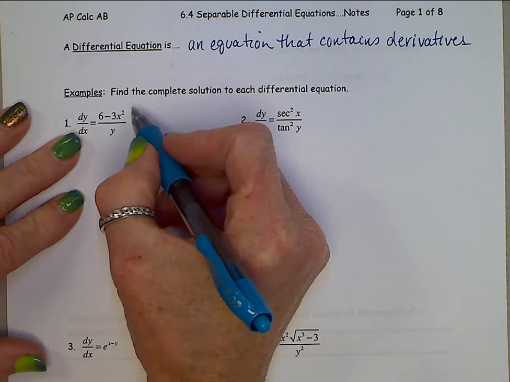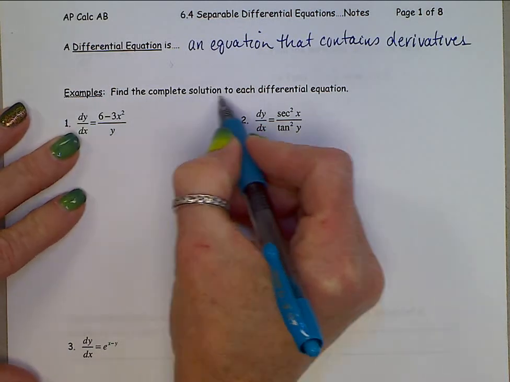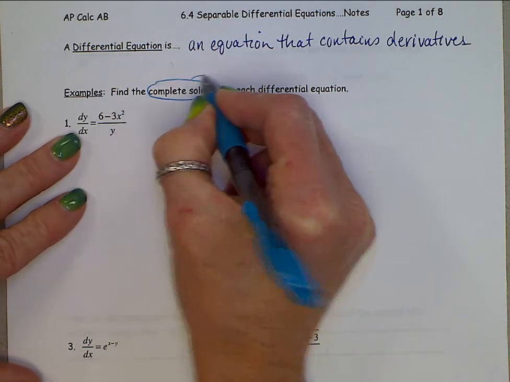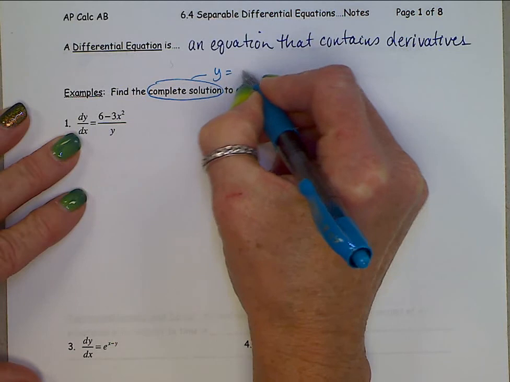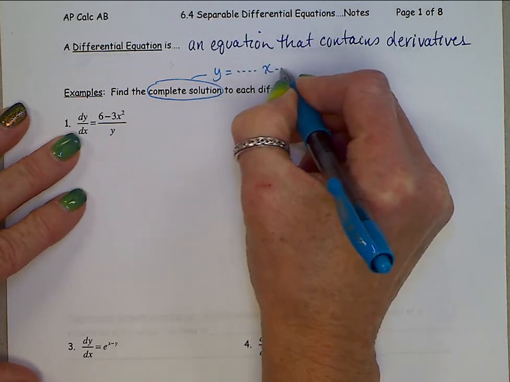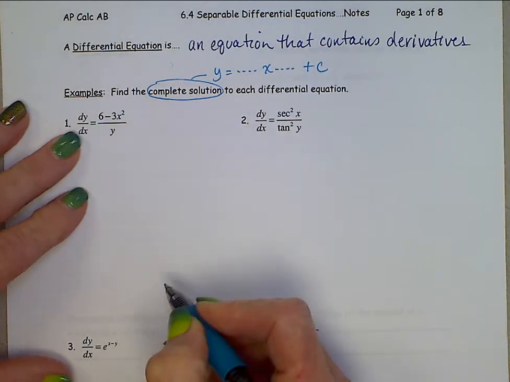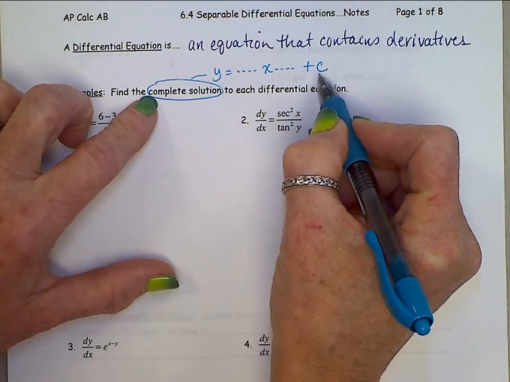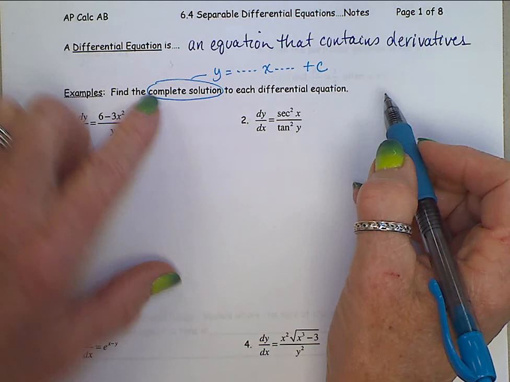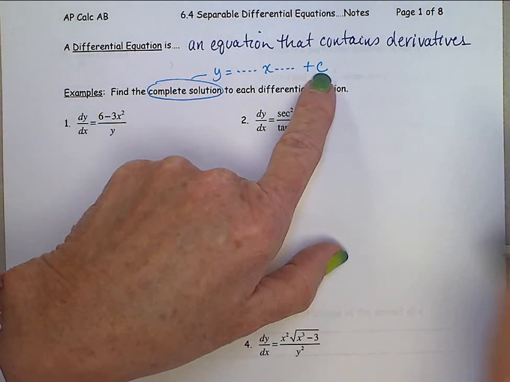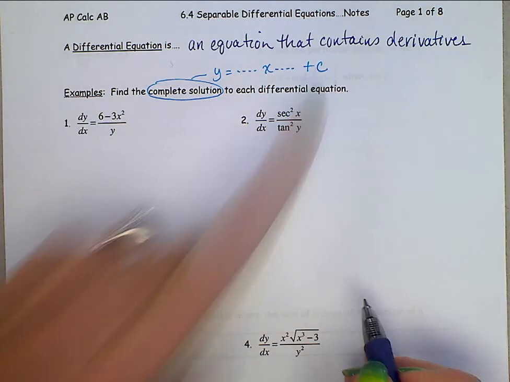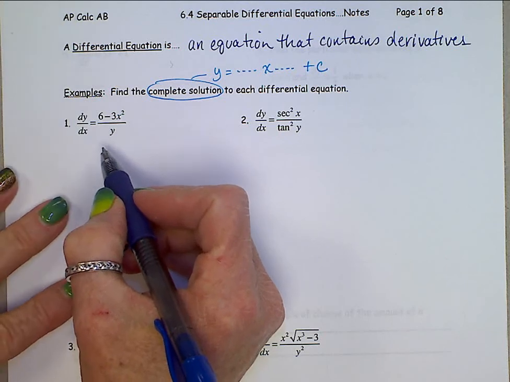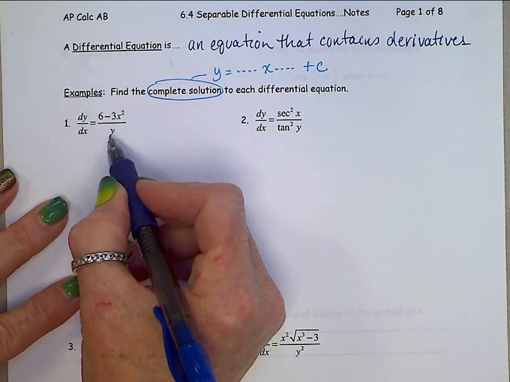When we want to find the complete solution to a differential equation, we're looking for hopefully y equals something with x in it and then plus that c. So a complete solution has the plus c in it. A particular solution is when we actually find out that c value. These are called separable differential equations because we are going to separate out the variables.